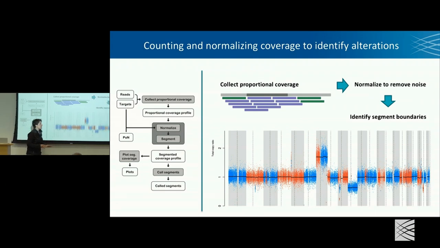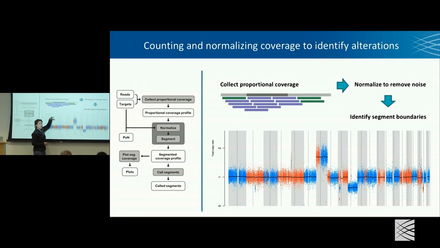So the key point here is that we're collecting the amount of coverage we have at each region that we're looking at in the genome. But we need to normalize, because there's various sources of noise that cause one region to have just more coverage than another, kind of systematically. And so we want to get to a point where, if this is the copy ratio that we're measuring, and each dot is a target that we're looking at, things that are not amplified or deleted are roughly on the one line. And then if you have an amplification, it emerges from the noise.